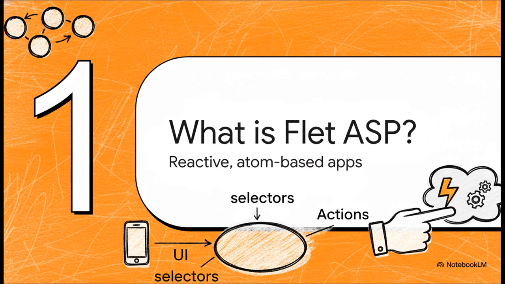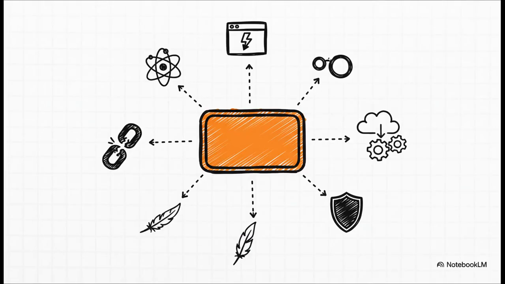What really makes Flet ASP so special? Why should you even care? Let's break down some of the key features that make this such a game changer for Flet developers. You get this whole awesome toolkit, right? The biggest deal is reactive atoms. You can pretty much forget about manually calling page.update all the time. The UI just updates itself.